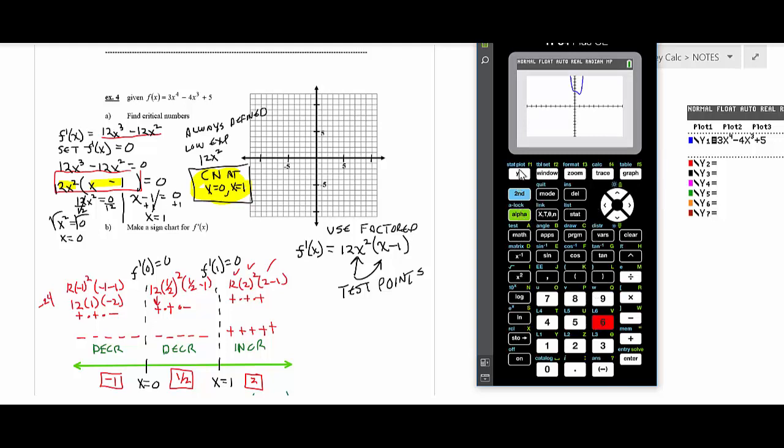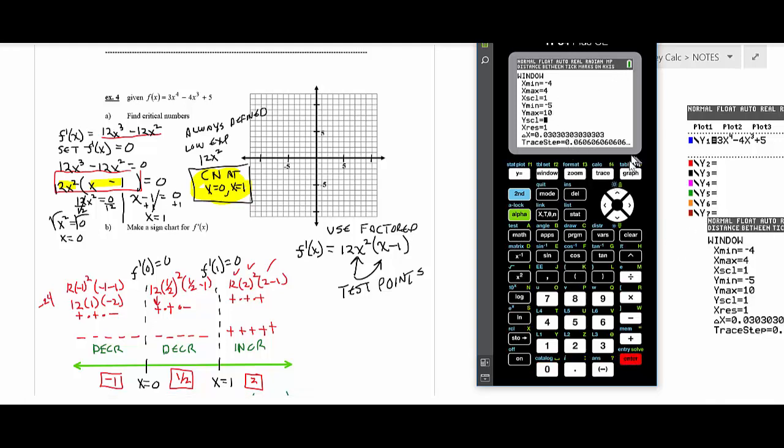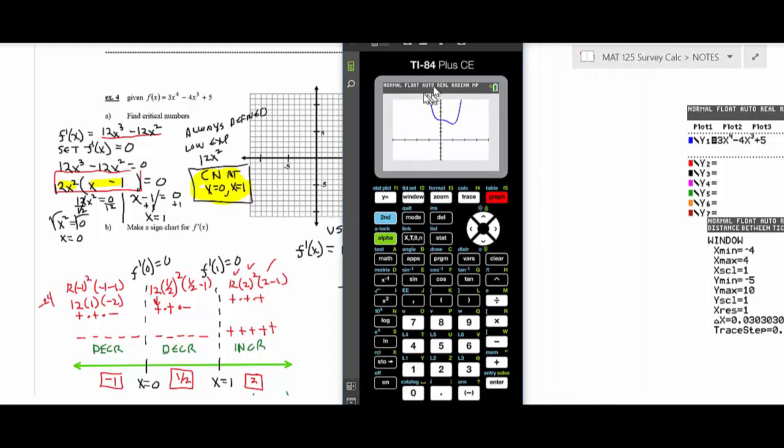Let's actually change the window a little bit so it's more readable. Let's do -4 to 4, by scale of 1 on x, and on the y's, let's do -5 to 10, and then maybe scale by 1. So let's try this approach, and then graph. It might be a little more readable if we do it this way.